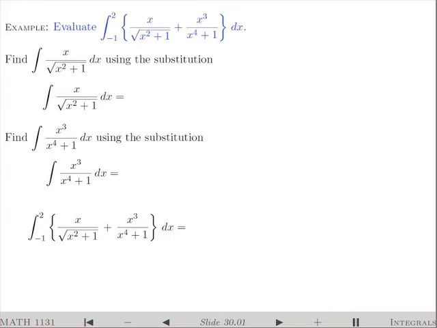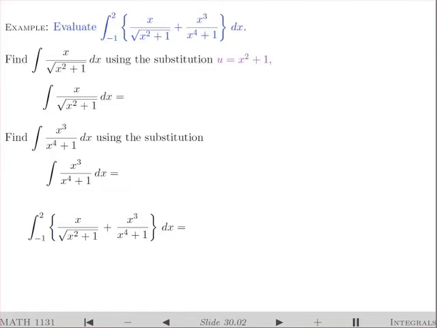Even if you know or somebody shows you how to change limits in a definite integral, it's not a good idea to do that in problems where you have to use different substitutions for different terms. Let's look at each of the terms individually. The first term is x over square root of x squared plus 1, or x times x squared plus 1 to the power negative 1/2.